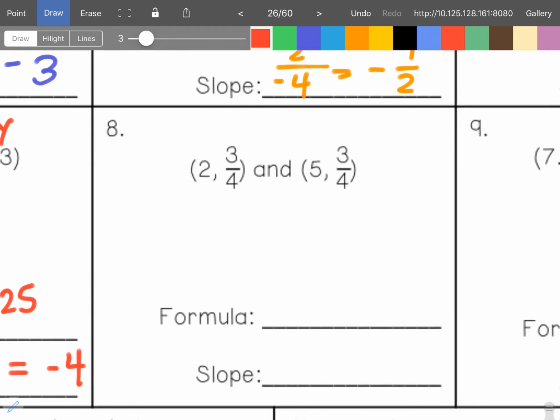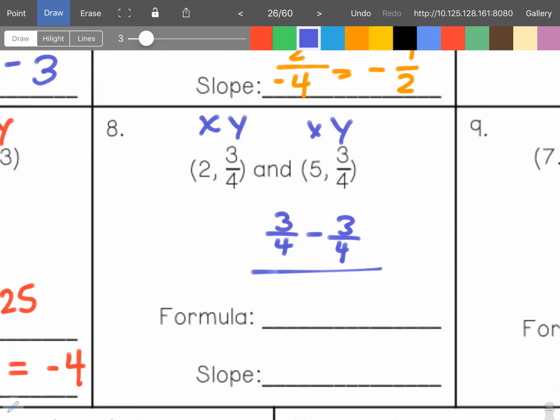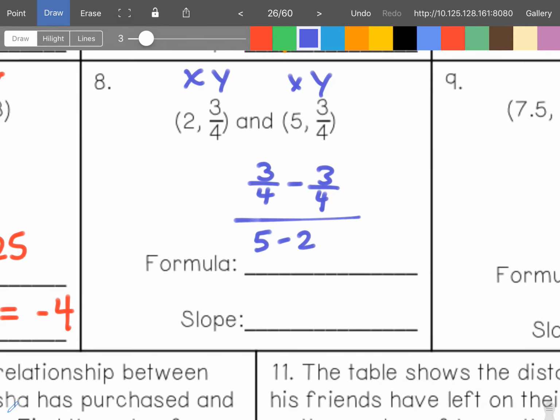Okay, moving along. Label your x and your y. So we subtract our y's first up top. 3/4 minus 3/4, since they happen to be exactly the same. We'll talk about that in a minute. And then 5 minus 2 in the denominator. Well, 3/4 minus 3/4 would be 0, and 5 minus 2 is 3.